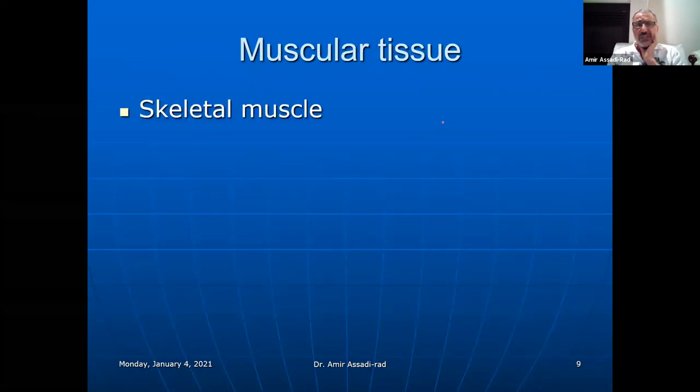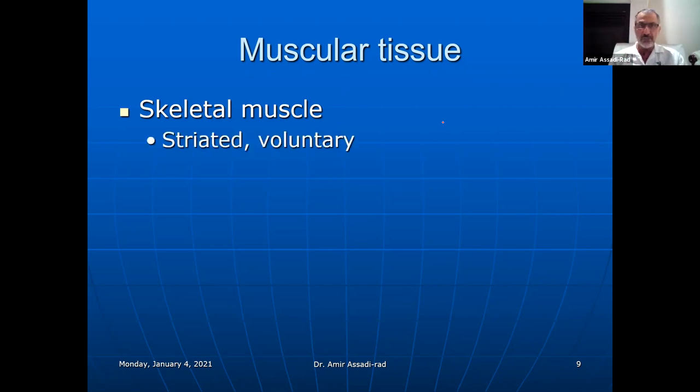Muscular tissue: as I said, skeletal muscle moves the animal. So when we move, it's by our skeletal muscle. It's striated and voluntary. They have multinuclei, so maybe I should write it down. Multinuclei means one cell has many nuclei. What else? Striated, voluntary, and the nuclei are in the periphery of the cells.